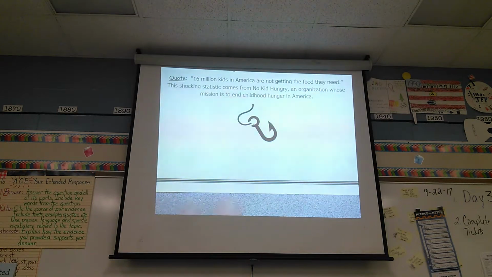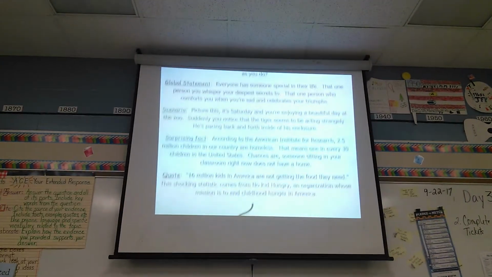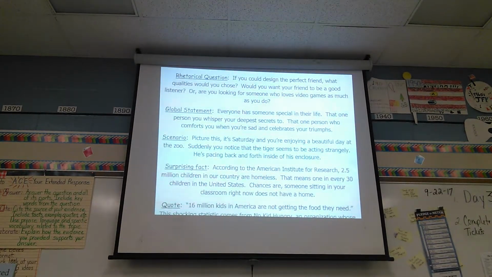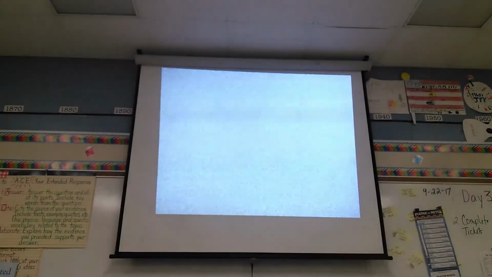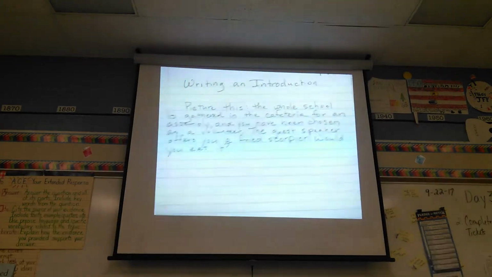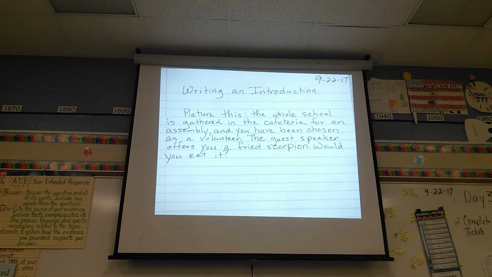Okay, so our first step in writing our introduction is coming up with a hook. Okay, I'd like to share with you the hook that I have written for my essay, and I'm going to try a scenario. I'm going to try a scenario hook.